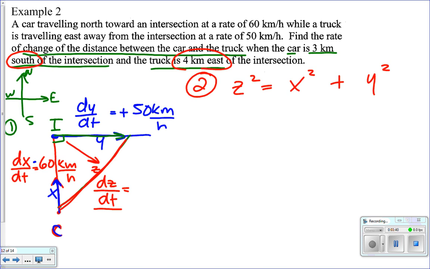Okay, so at step 3, you want to substitute anything that's fixed. However, nothing with respect to this diagram is fixed. This is always changing. Okay, this is changing as well.